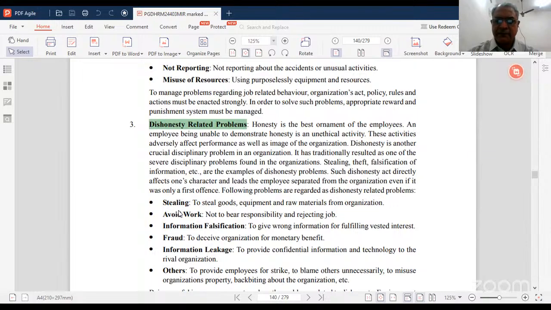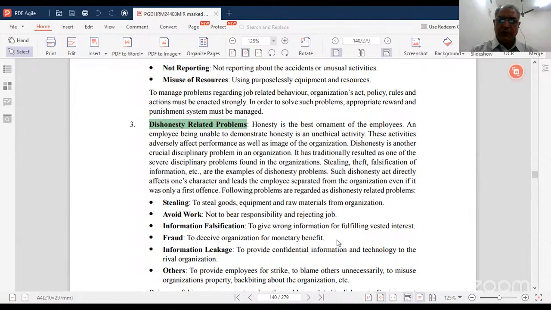Stealing, theft, and falsification of information are examples of dishonesty. Stealing the goods, equipment or raw materials of the organization is a major problem here. And avoiding the work, not bearing the responsibility, or sometimes he will reject the job totally. Information falsification is giving wrong information for fulfilling vested interests. So wantedly he will give the wrong information.